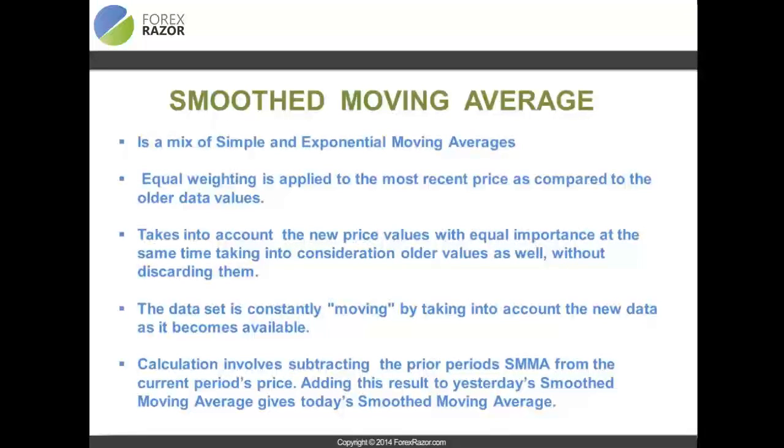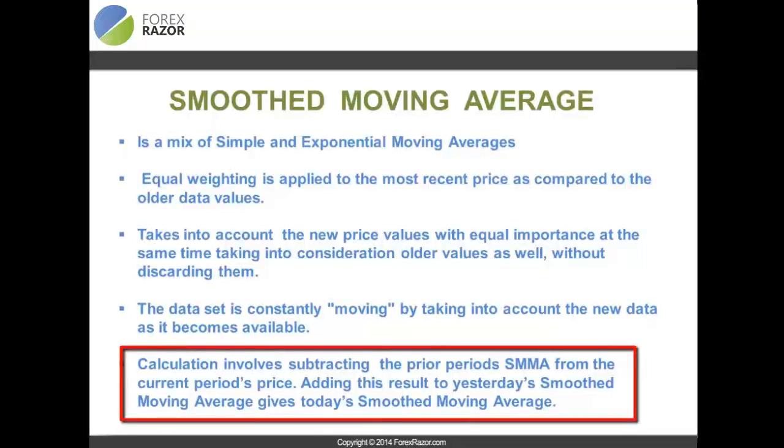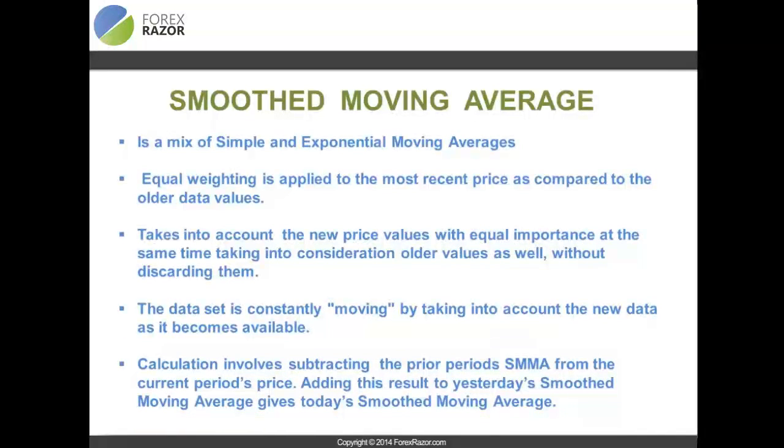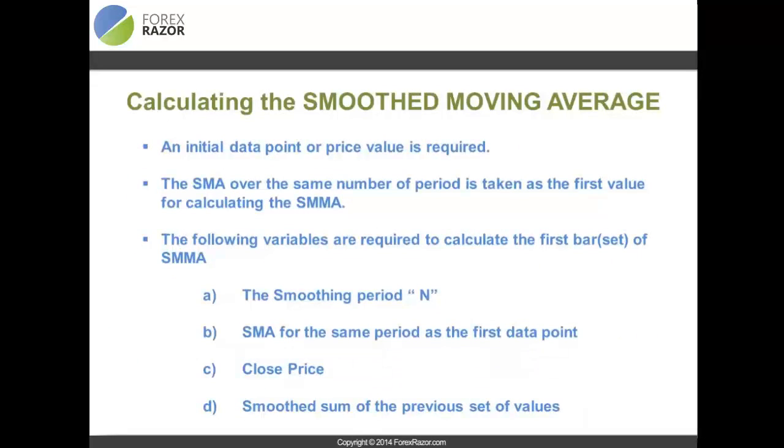The calculation of the smooth moving average involves subtracting the prior period's smooth moving average from the current period's price. The difference is then added to the previous day's smooth moving average to give present day's smooth moving average. It will be easier to understand by means of an example. To calculate the smooth moving average, we need an initial data point, just like in the case of exponential moving average. The smooth moving average of the same time period is often taken as the first value.